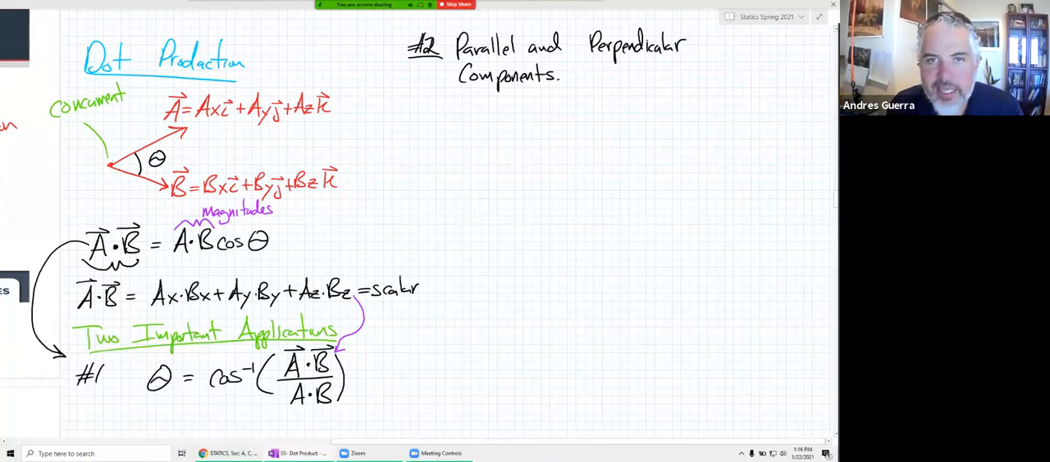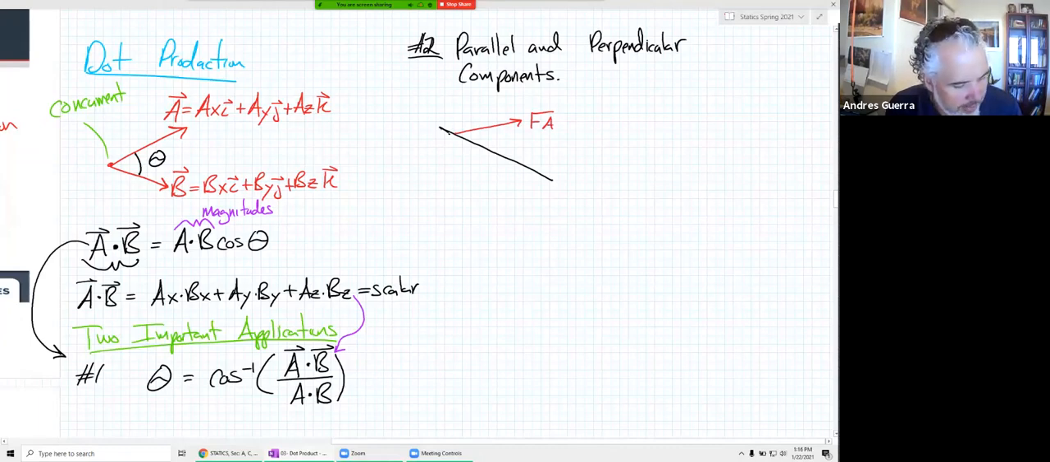And so let's say we have a line here. Let me just draw this line. It's a three-dimensional line right here, and we have a force that's applied to it. Let's say we have this force here, FA, and that force FA is a three-dimensional force vector.